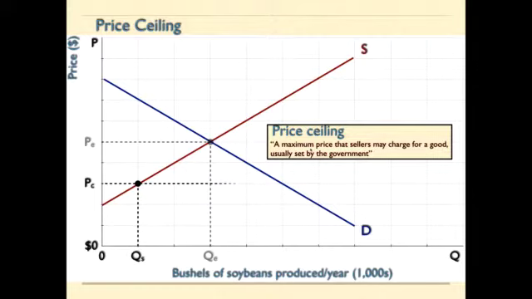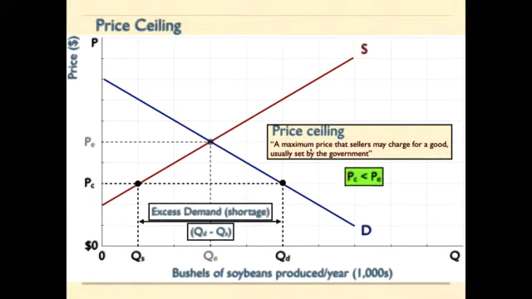We follow that price to the supply curve and down. That gives us the quantity supplied. And we follow the price all the way over to the demand curve, and that gives us the quantity demanded. So the price ceiling, as you can see here, is below the equilibrium price.